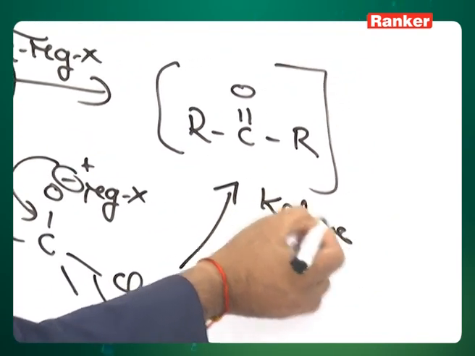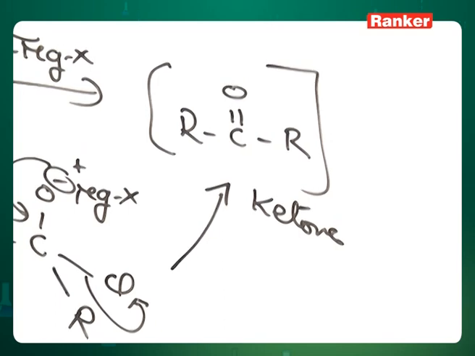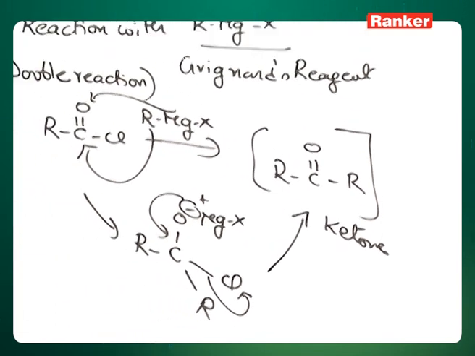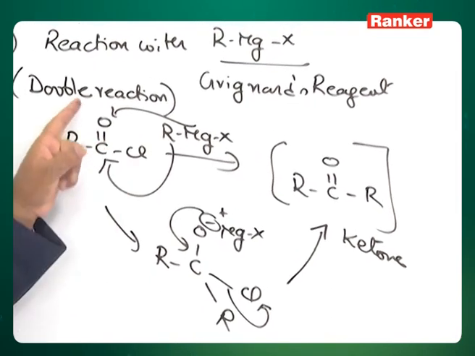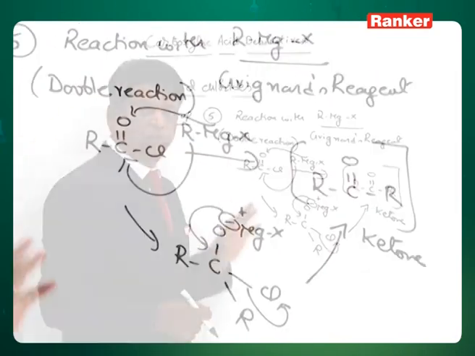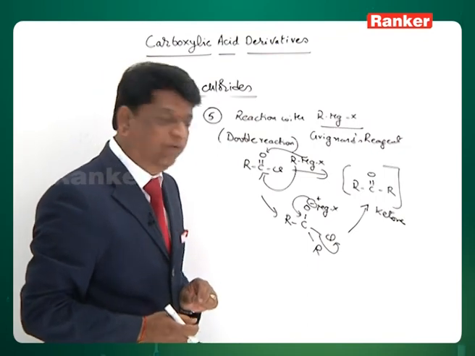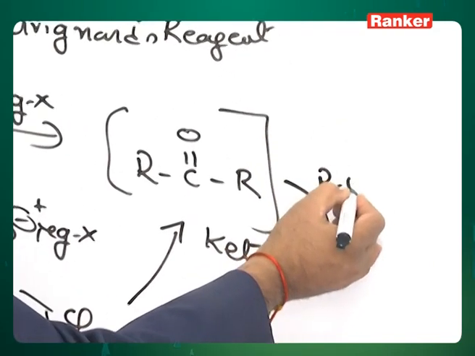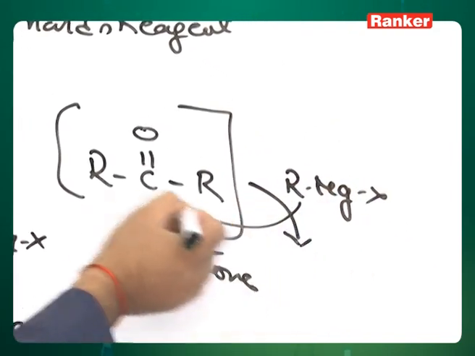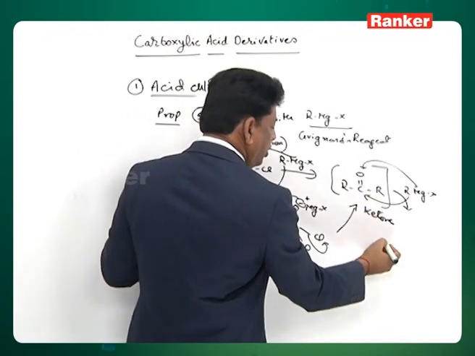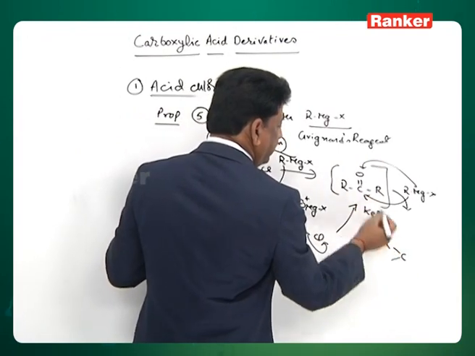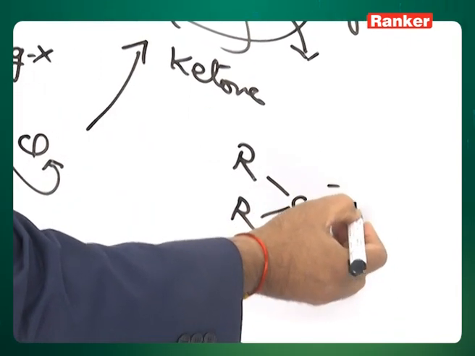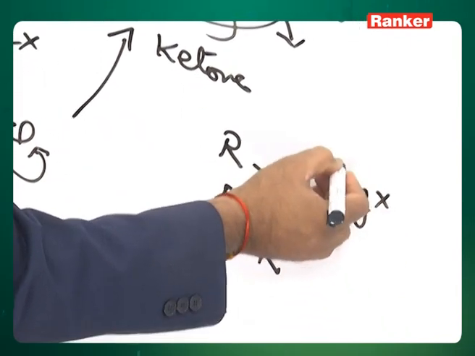A ketone is formed, but this ketone is once again more reactive towards RMX. In fact, much more reactive than the acid chloride, because in the acid chloride the double bond is delocalized, it is a static double bond, therefore, the ketone is much more favorable for nucleophilic addition. Therefore, one more RMX is going to add. So, R adds on the carbon, magnesium adds on the O. You will get already 2 R's, one more R. So, 3 R's will be there, and O will become the salt, OMgX is formed.